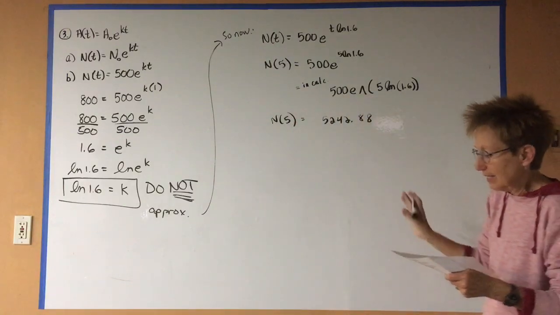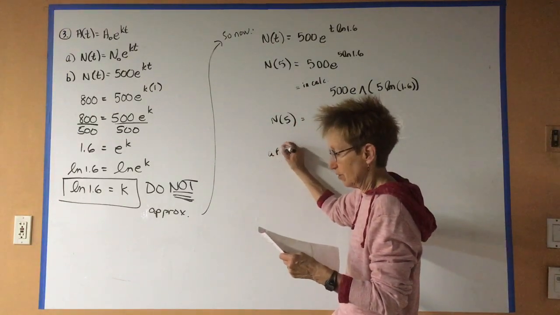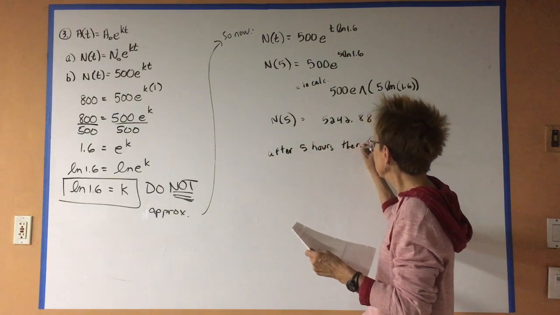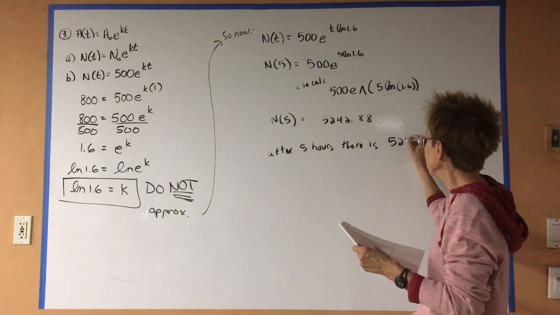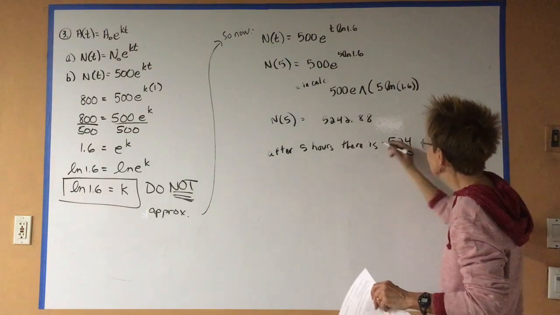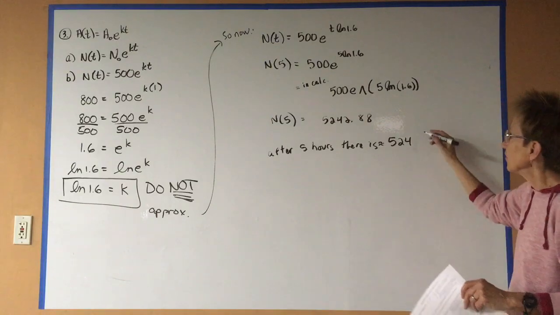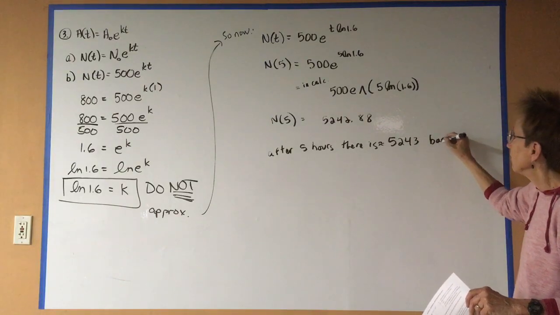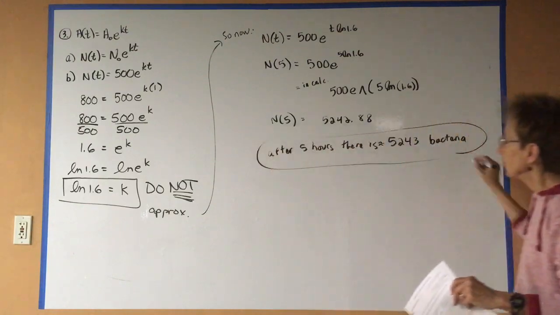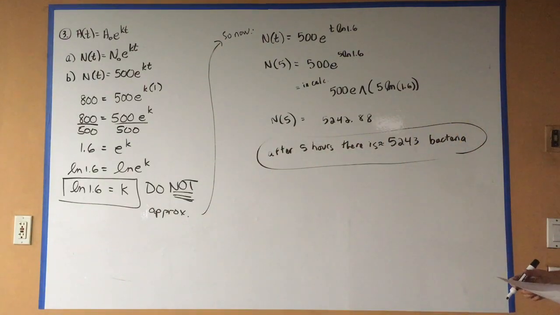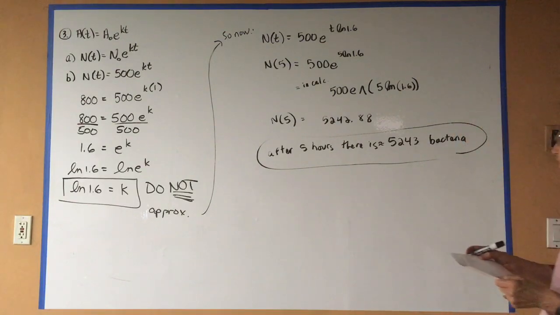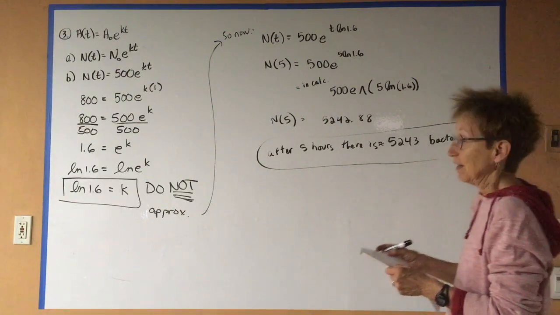So what does this mean? This means that after 5 hours, there is 5,242, well, let's round it to the nearest whole bacteria. There is approximately 5,243 bacteria if I round it to the nearest whole bacteria. So after 5 hours, 5,243 bacteria. Well, that's multiplying pretty quickly. It went from 500 to 5,000 in 5 hours.